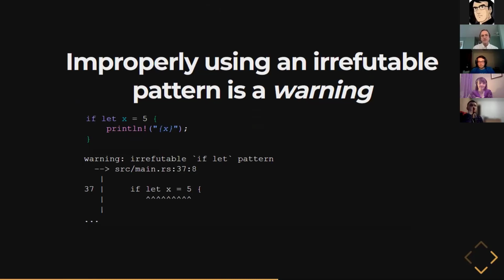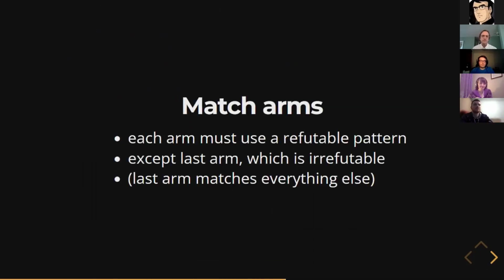Improperly using an irrefutable pattern is a warning, because this will compile and run, but it's kind of dumb. So the compiler just wants you to know that this is dumb. Maybe it's not what you meant. And then in the match that we were first looking at, each arm of the match is refutable except for the last one, which is supposed to account for everything else. So it has to be irrefutable.